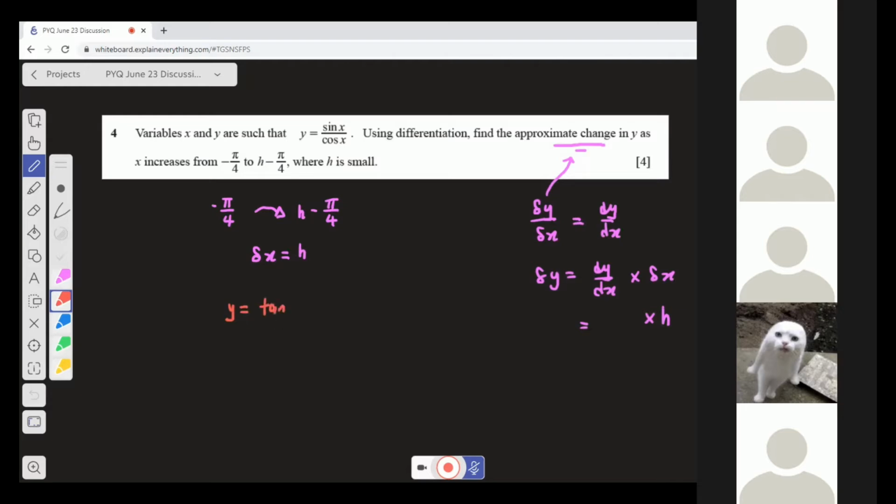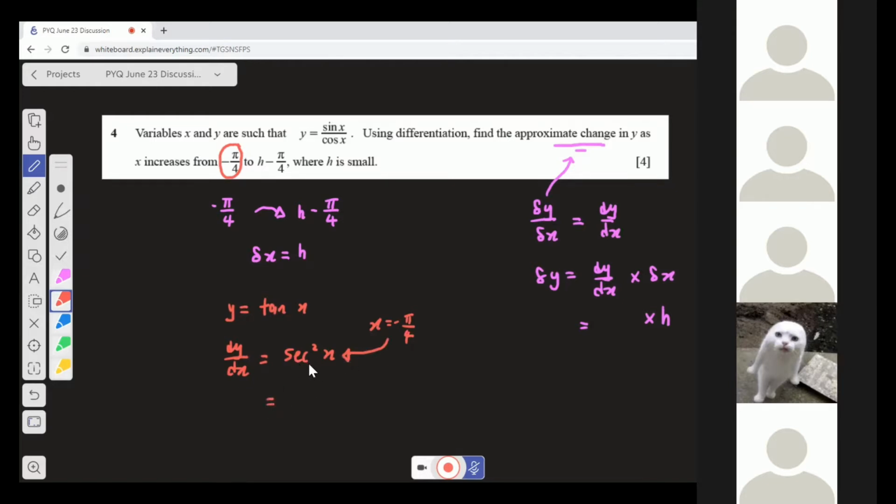Tangent. And differentiate tangent. What do we get? Sec square x. But this is not a value. So how should I find the value? The original x value, which is negative pi over 4, substituted inside the dy dx.